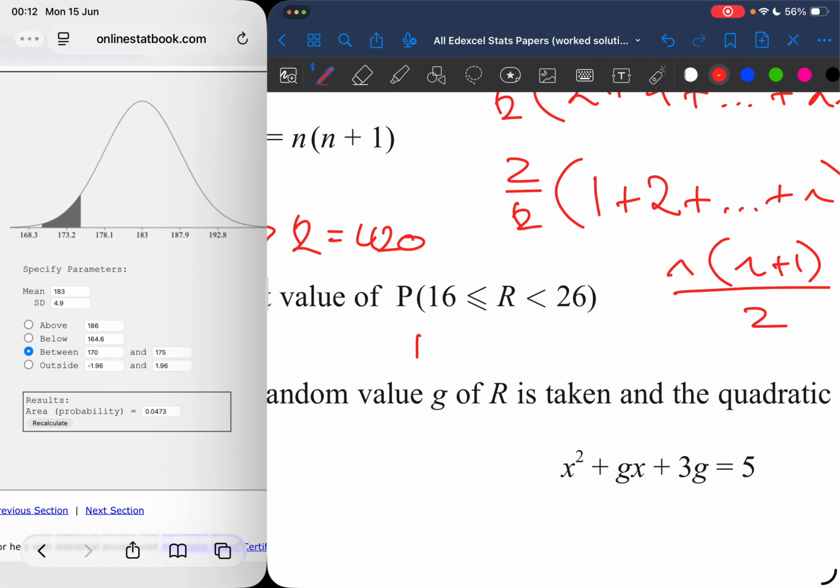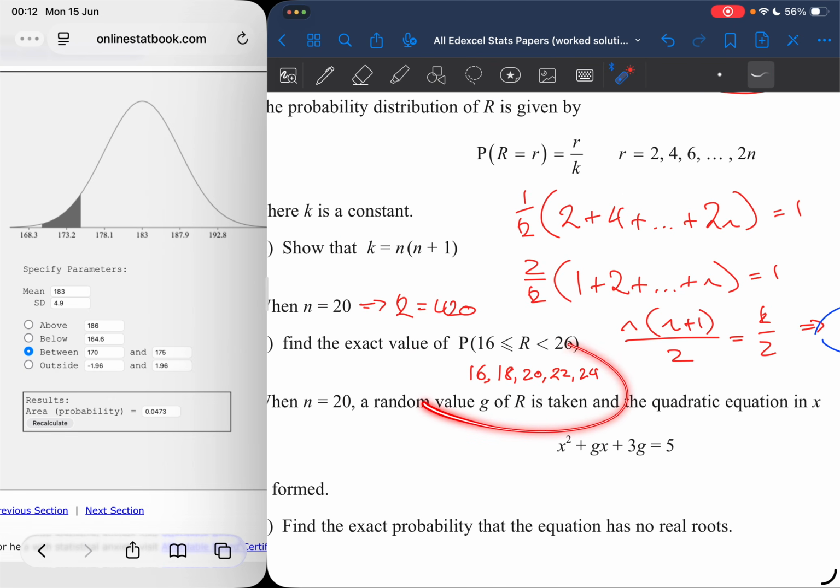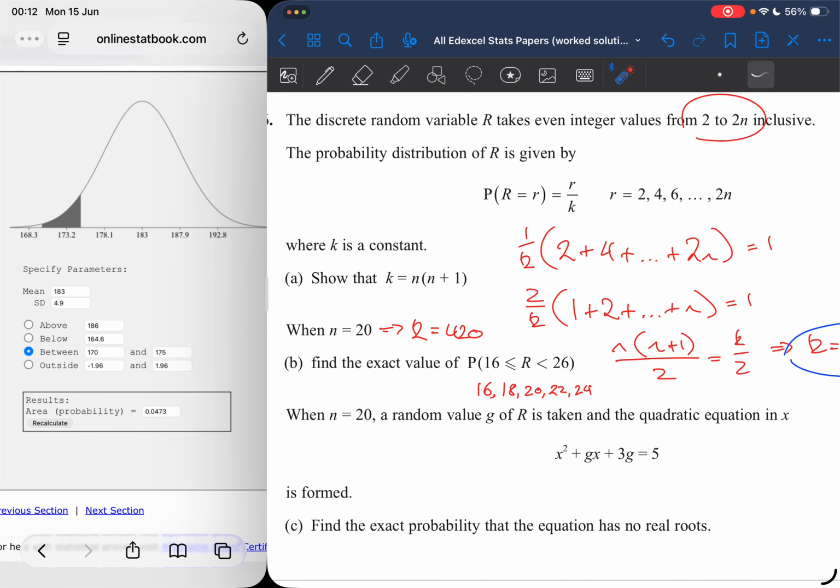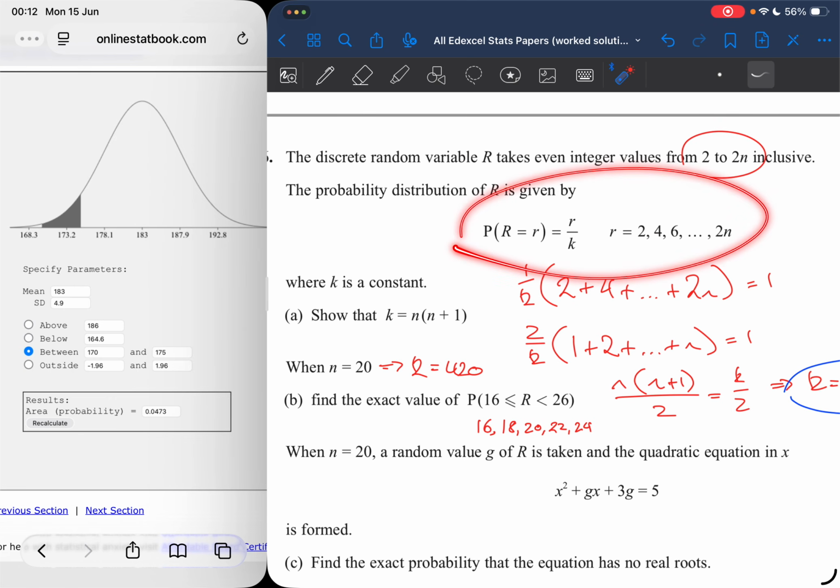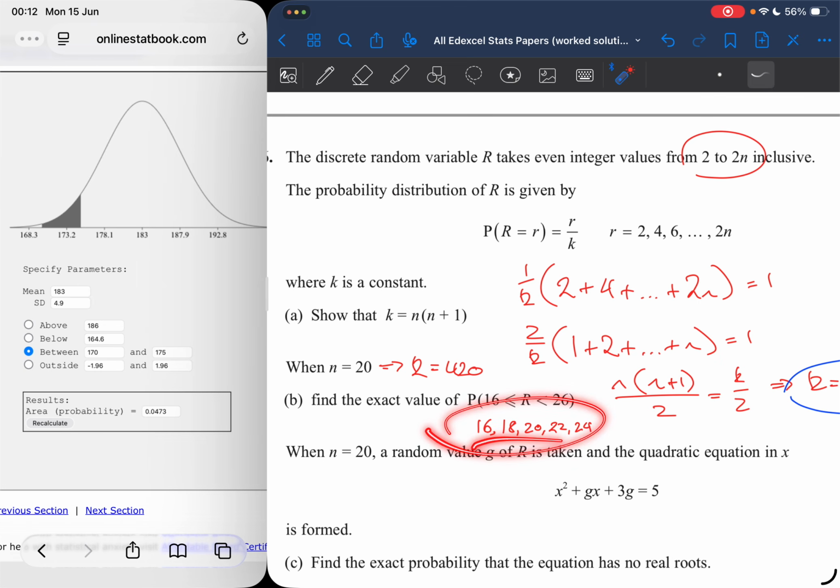What numbers are these? 16, 18, 20, 22, and 24. 26 is no. 14 is no to the other end. They're the only ones available to us. We work out them individually by doing this sort of formula. They're independent. They're not going to affect each other, yeah? We're only picking one, so they can't affect each other anyway.